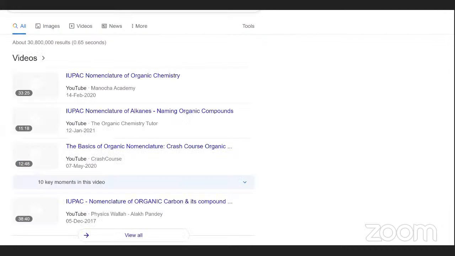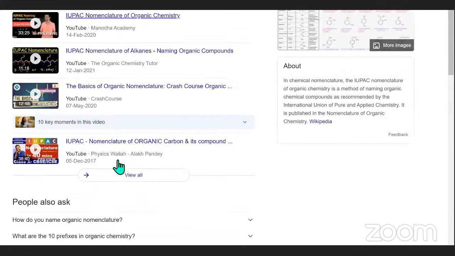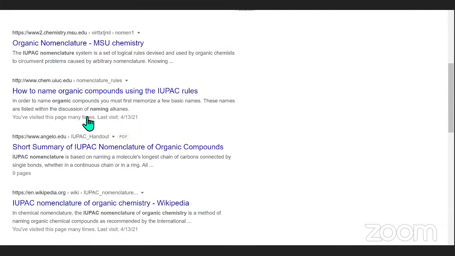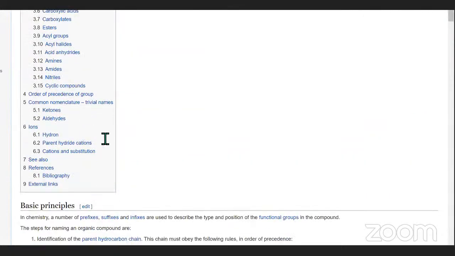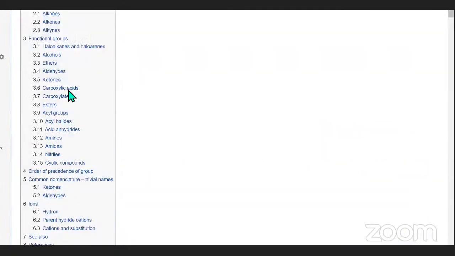Okay, which group has to be given the number? Which group has to be given a better number? Let's just open the Wikipedia page. So remember the precedence, okay? Where's the precedence? Just a second.